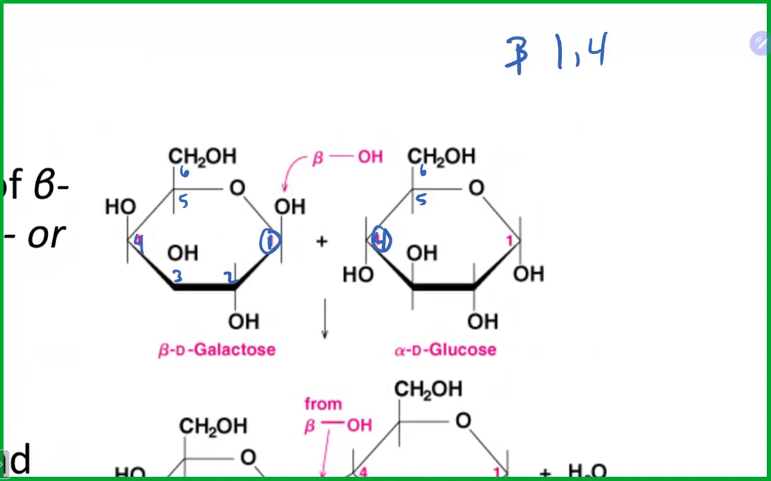Same thing's going to happen in this case. We are going to remove water and be left with an oxygen that serves to tie those things together. The difference, though, is that when we look at the galactose here, its OH is in the beta form, right? So the OH is pointing upwards. When they take out the water here, they end up with this beta 1,4 glycosidic bond.